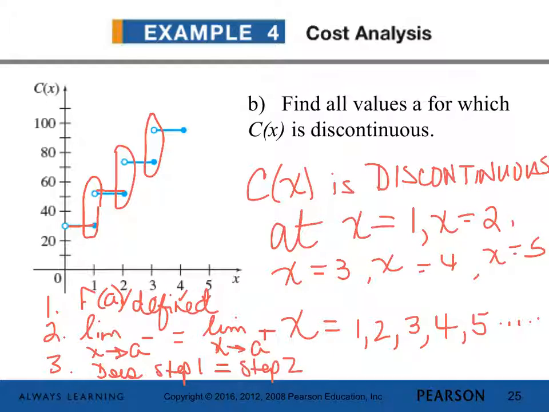If the answers to step 1 and step 2 match, then it's continuous everywhere. So you always go through those steps.